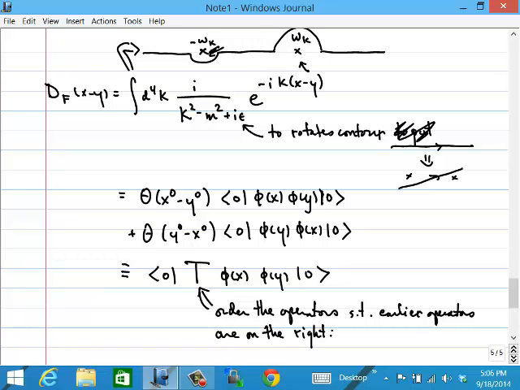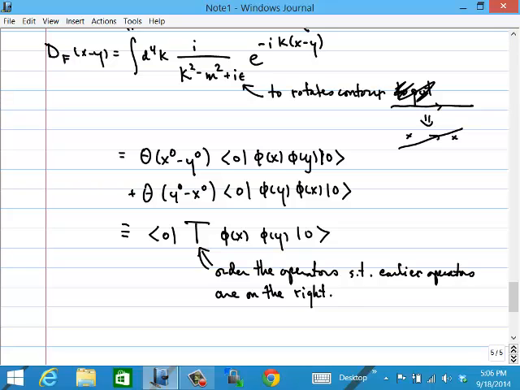So next class, when we start developing the rules for the computation of scattering amplitudes in quantum field theory, we'll see that it's these time-ordered expectation values that enter. Are there any questions on this? So far this is just a definition. Okay. So let me just introduce one more definition.